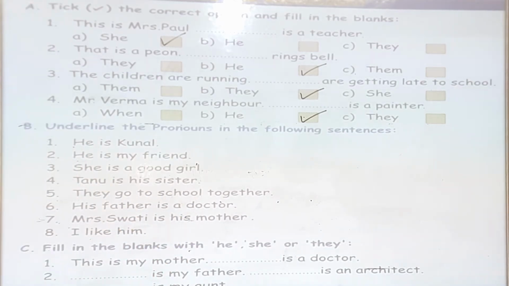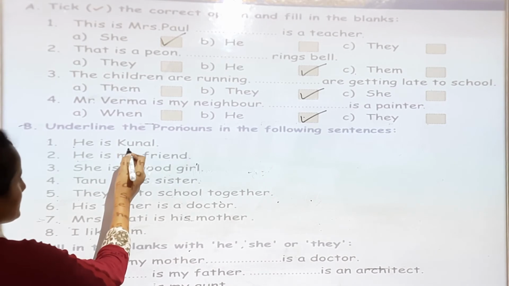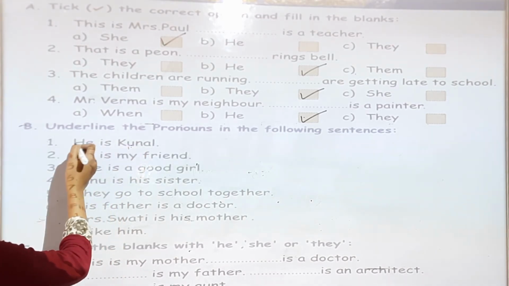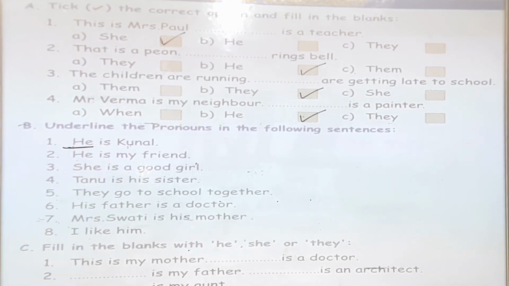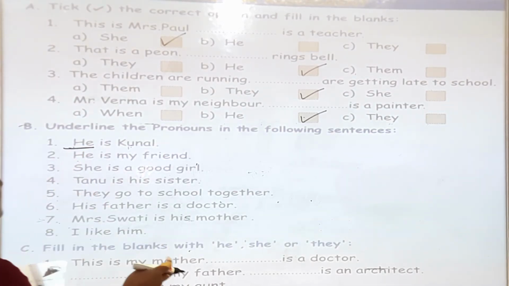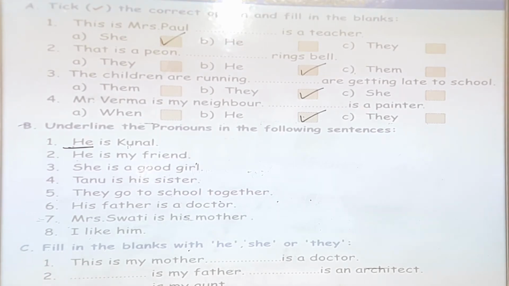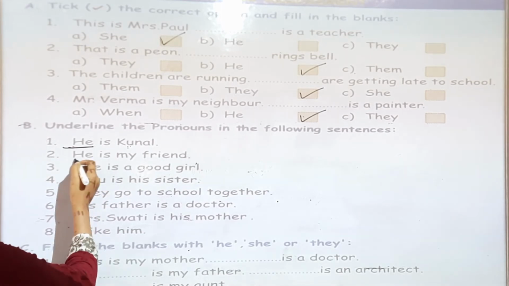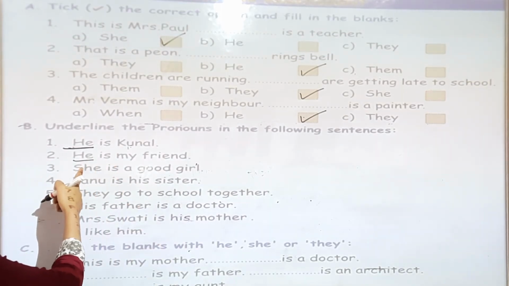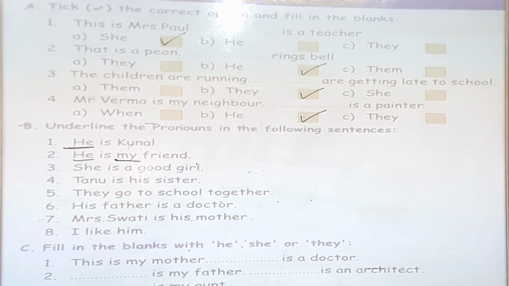Now, underline the pronoun in the following sentence. He is Kunal. So, this is a noun. In place of a noun, we are using a pronoun. He is Kunal. So, he is also a pronoun word. He is my friend. So, what do we have to use? He is my friend. वो उसका दोस्त है. So, he is my friend and my is also a pronoun word.